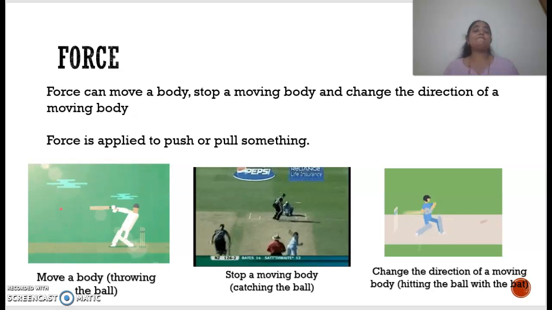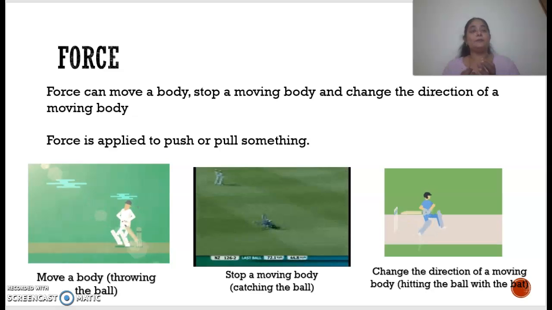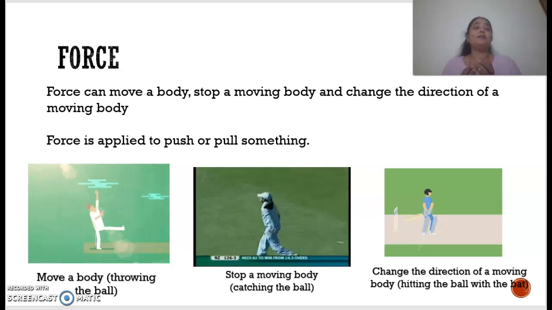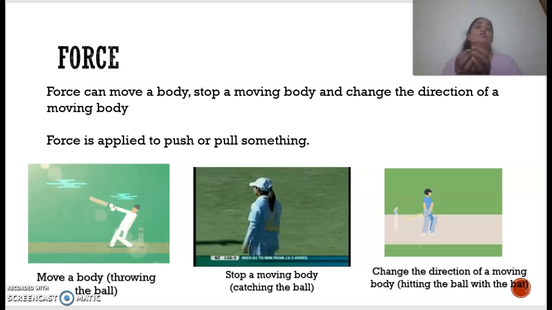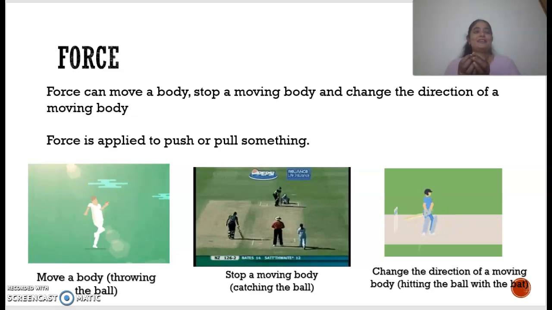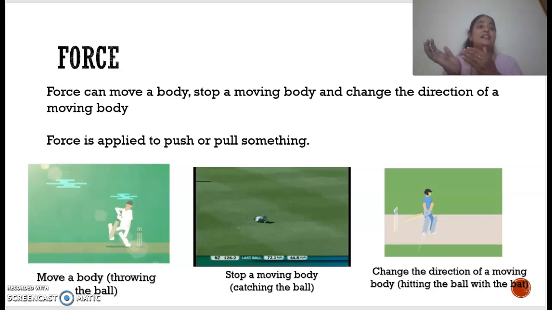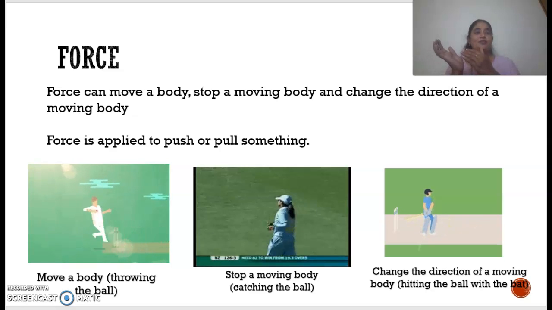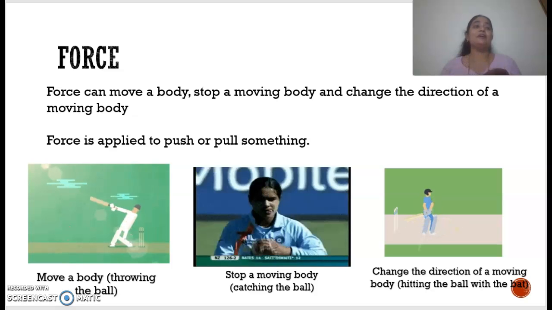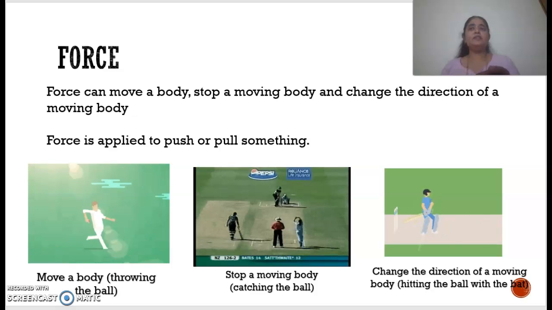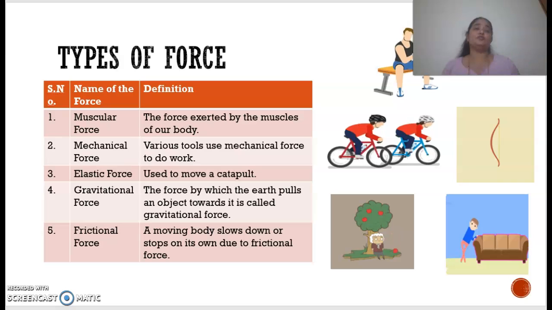Second case, if a ball is being caught, now we have to apply a force to stop this moving body. Yes, even when the batsman is hitting the ball, he's changing the direction of the moving body. So in all these cases, we require force. Now we will learn what are the different types of force.